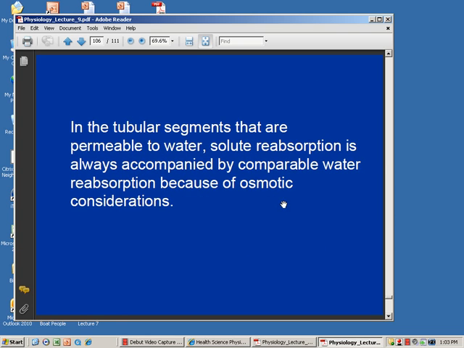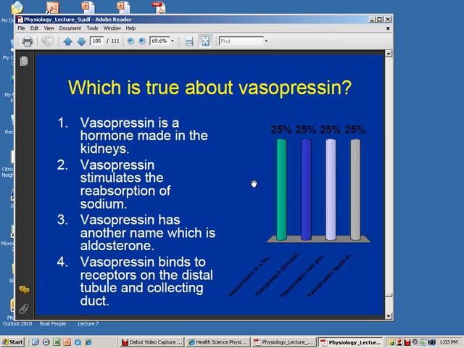Start with any tubular segments that are... This one? That's where we start. Okay. So the last thing we ended with was this question: what's true about vasopressin? What's the other name for vasopressin? ADH. What's ADH do? It retains water by going to what part of the kidney? It's either going to be the Bowman's capsule, proximal tubule, descending limb, ascending limb, or the distal and collecting duct. It's the distal and collecting duct.